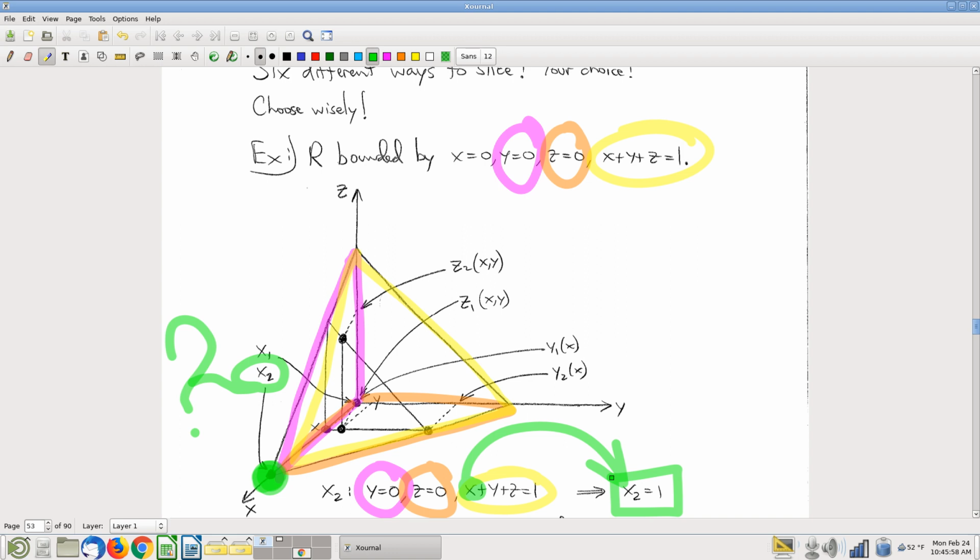How are we doing? Is everybody on board? Okay. Does everybody see the process is actually morally identical to the one for double integrals? The big differences are, well, now they're surfaces instead of curves, and there's 3 of them instead of 2 of them. Right? But other than that, same process.